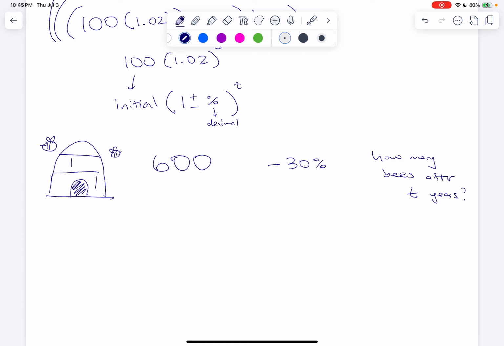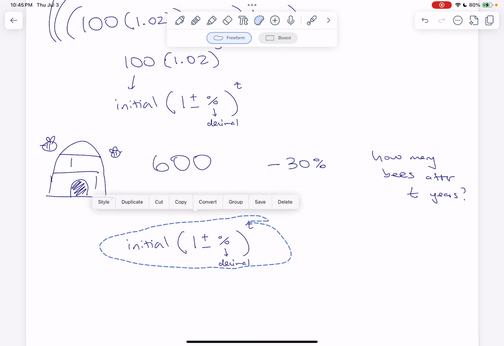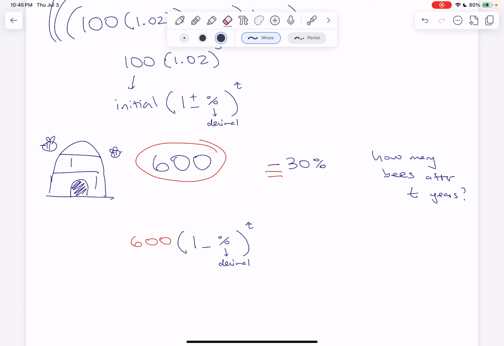Let's find out. Well, I know I started with an initial amount. I'm just going to copy down this formula and then we can replace with the specifics of this problem. So my initial amount, what's my initial amount? This is my initial amount. So I'm going to replace my initial amount with 600. Then 1, is it going to be plus or minus? Well, it's colony collapse disorder. They're going down, so we're going to take away the plus. Let's keep the minus. So it'll be 1 minus.